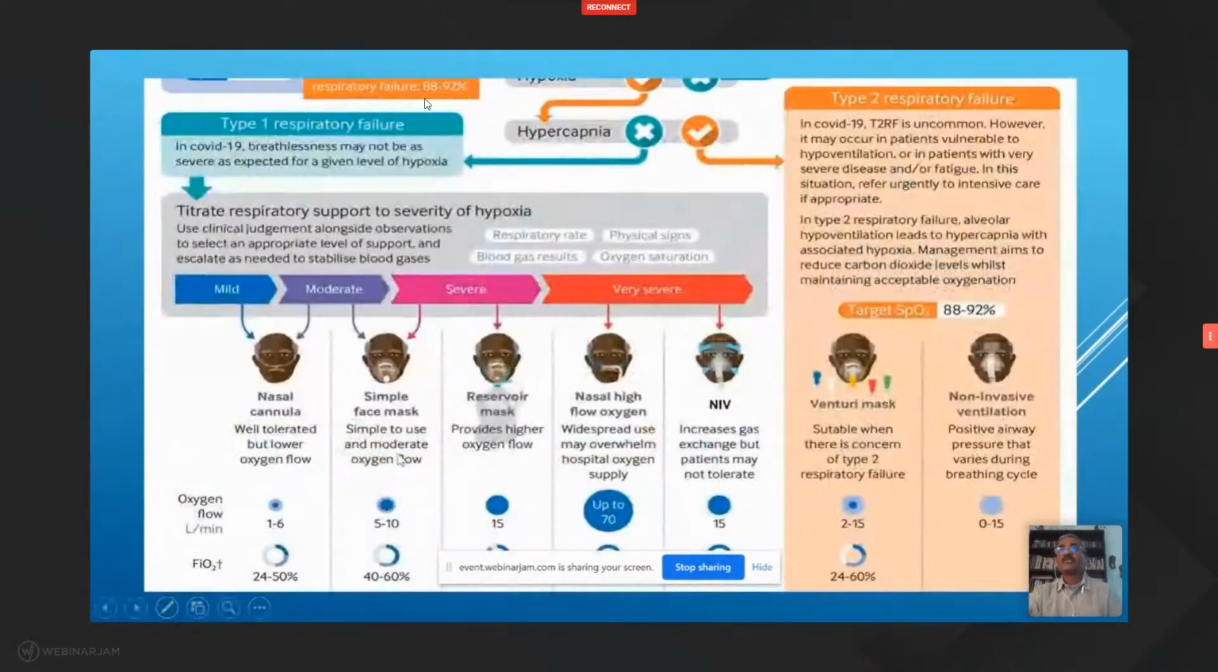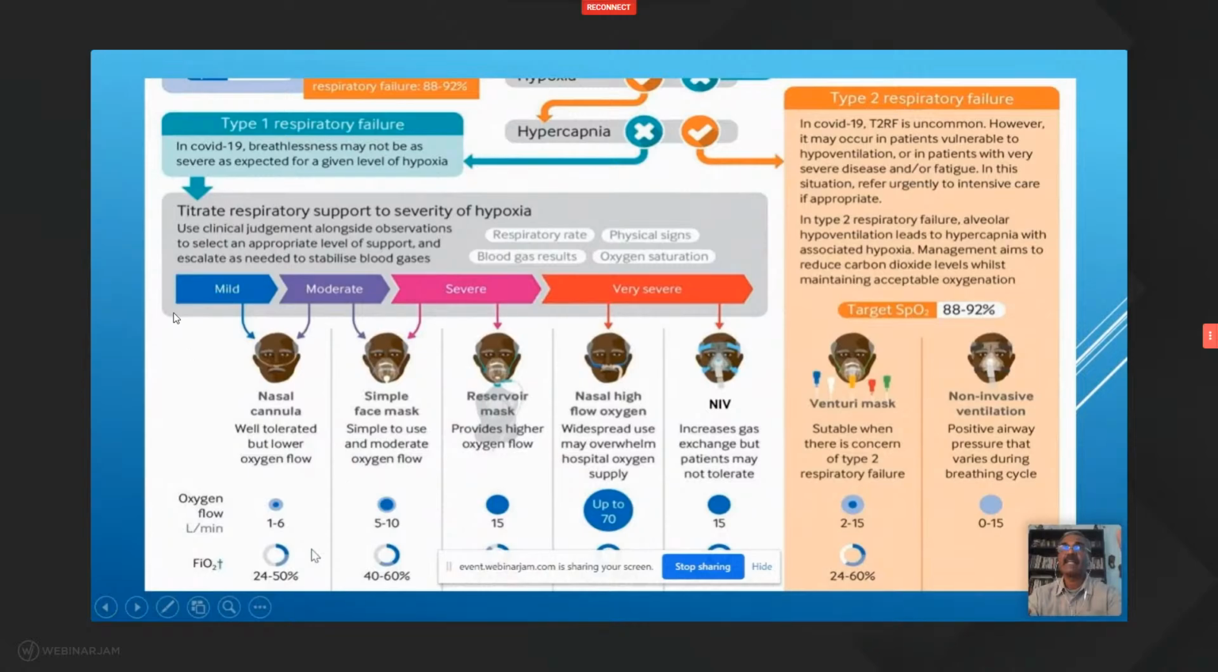So the range of oxygen support that you could give for mild to moderate disease: you could use a nasal cannula, which can give about 1 to 6 liters of flow. Your FiO2 can be anywhere between 24 to about 40%. It says 50 here, but rarely can we give more than 40%, depending on the flow that the patient demands. Then you have the simple face mask, also called the Hudson mask, where you can use 5 to 10 liters, which gives an FiO2 of anywhere between 30 to 50.